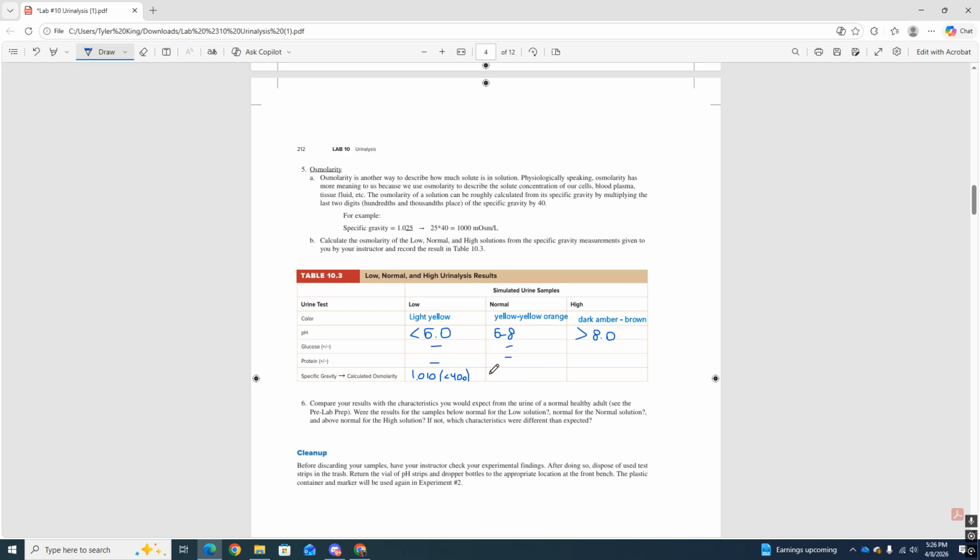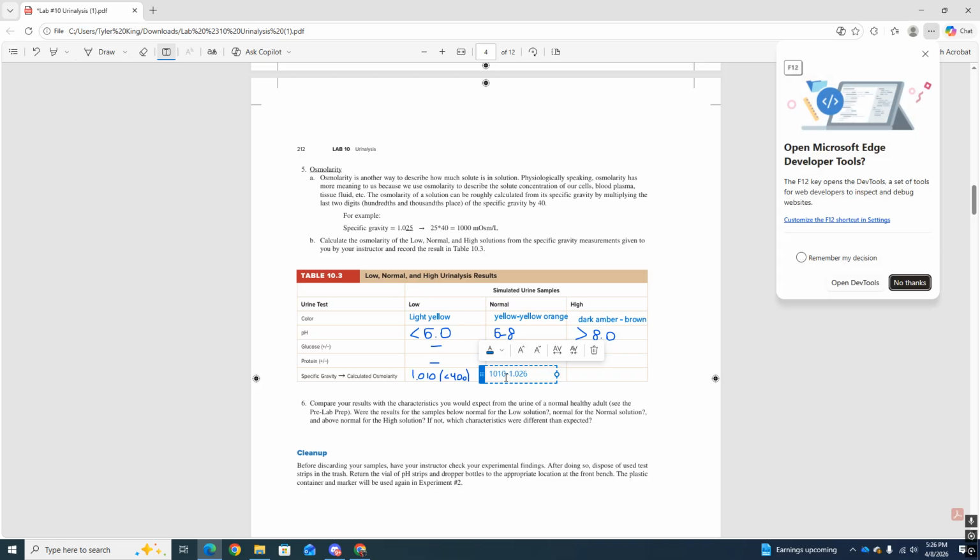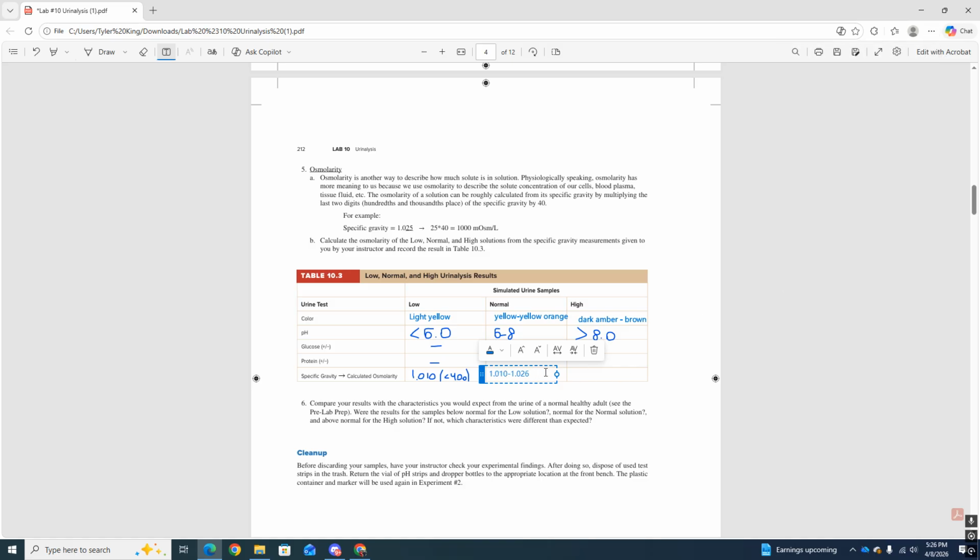And then this value, there was such a big range for this one, I think. So 1.010, and it should have run you to about 1.026. I got all my decimals messed up over here. And then this value calculated, multiplied by 40, is about 1040 milliosmolar per liter. We'll shrink this up here.